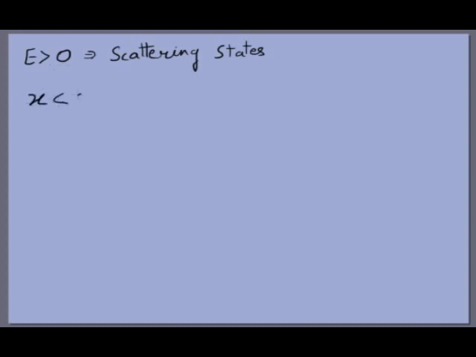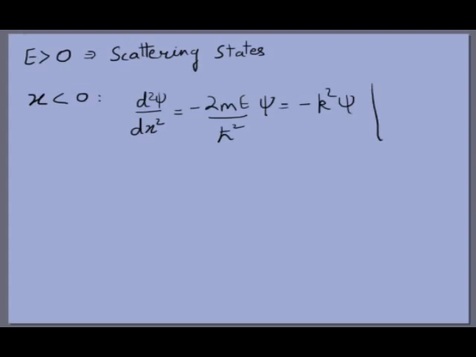Let's say x is less than 0. The equation we'll have is d2 psi by dx squared is equal to minus 2mE by h squared psi. But what will happen in this case is we'll write it as minus k squared psi. And the reason for that is E is greater than 0, so this term is greater than 0. What we'll get is k is equal to root 2mE by h squared, which also tells us E is equal to h squared k squared by 2m.